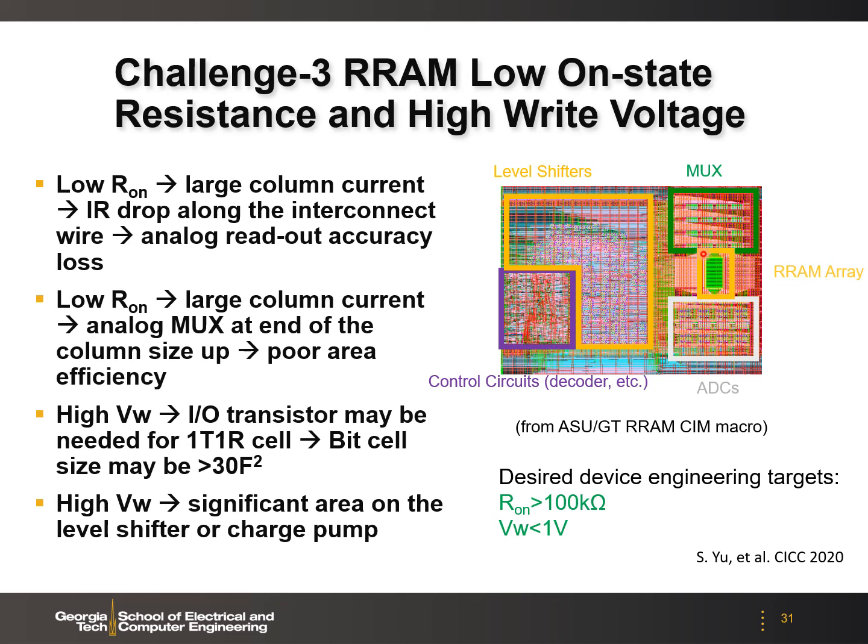Also, if the RRAM write voltage is high, for example 3 volts, then we may need to use I/O transistors to deliver this voltage. Then the bit cell size may be large. And also we may spend a lot of area on the level shifter here to convert the voltage from the logic domain to the analog programming voltage domain. So the desired engineering targets for the RRAM technology are to improve the on-state resistance above 100 kilo-ohm and reduce the write voltage to be logic compatible, less than 1 volt.